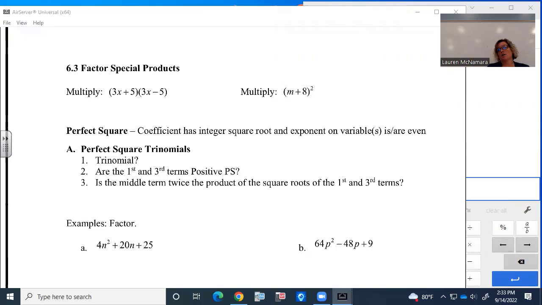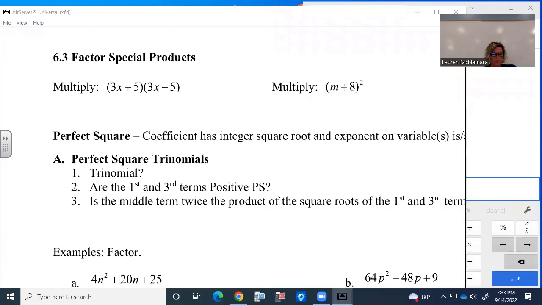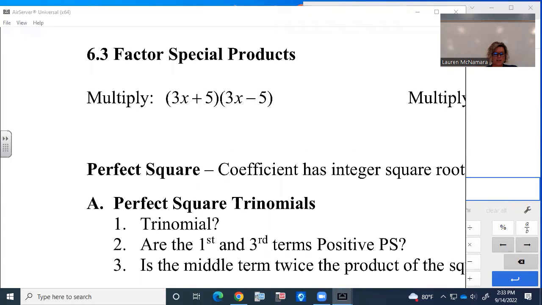We're going to start talking about factoring special products. When you're factoring special products, first we're going to look at multiplying so we can see what the special products are made up of. All right, so multiplying. Let's look at these two binomials that we're going to multiply together. These are actually called conjugate binomials. But let's just go ahead and see what happens.